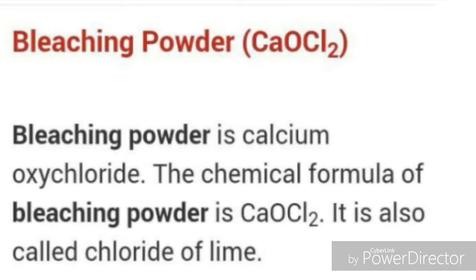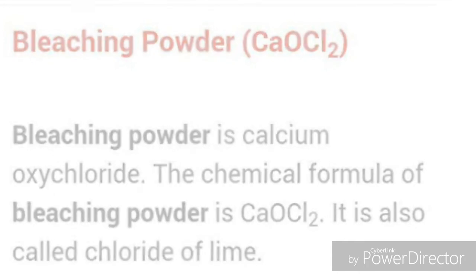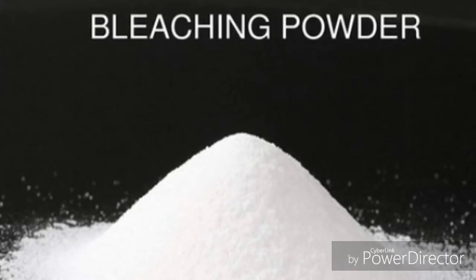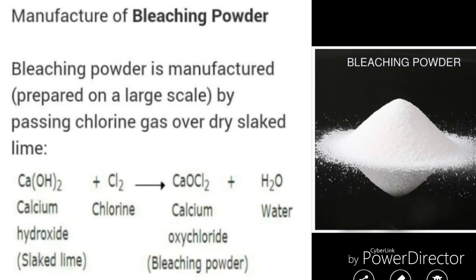Bleaching powder is calcium oxychloride. The chemical formula of bleaching powder is CaOCl2. It is also called chloride of lime. This white powder is bleaching powder, which is used as a disinfectant. Bleaching powder is manufactured by passing chlorine gas over dry slaked lime. Ca(OH)2 reacts with chlorine to form CaOCl2 and water. The chemical name of slaked lime is calcium hydroxide.